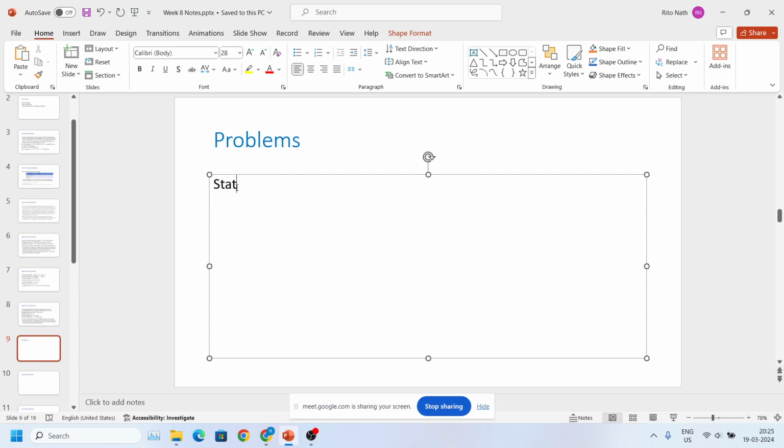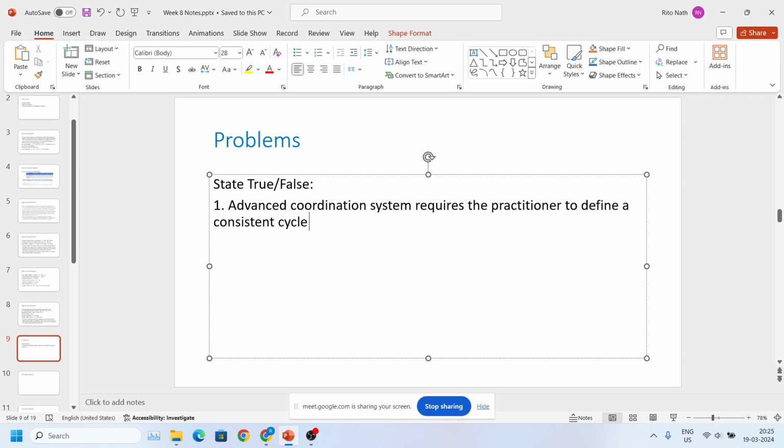So let's maybe start with some true and false. The first one would be: this advanced coordination system requires the practitioner to define a consistent cycle length for the corridor, as well as splits and offsets for each timing plan. So that's one.